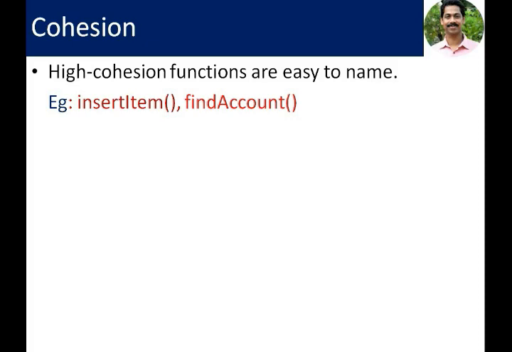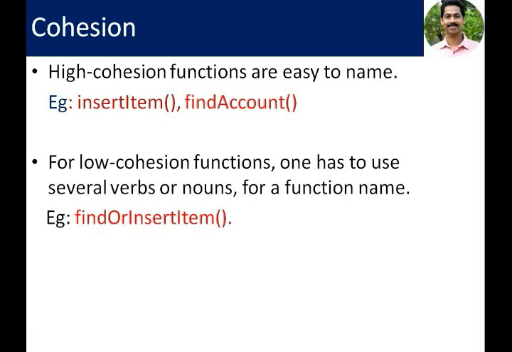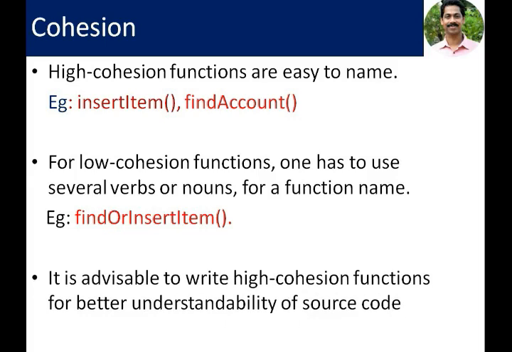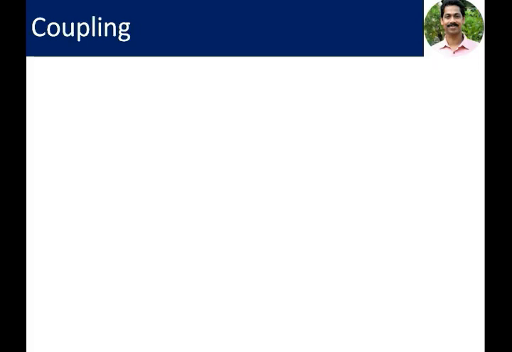For example, the other is a low cohesion function. One has to use several verbs or nouns because this function is used to do more than one task at a time. Here is an example, find or insert item. So the above two functions are combined into a single function. To find or insert an item, the same function is called. So this is a low cohesion function. It is advisable to write high cohesion functions for better understandability of the source code.